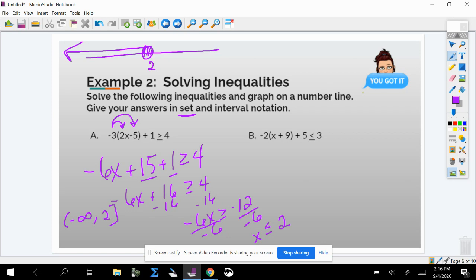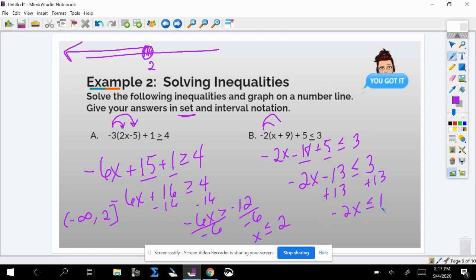Next one, I'm going to distribute. So I get negative 2x minus 18 plus 5, that's a horribly messy 18, is less than or equal to 3. I'm going to add my negative 18 and my positive 5. So I get negative 2x minus 13 is less than or equal to 3. I'm going to add 13 to both sides. So I get negative 2x is less than or equal to 16. Divide by a negative. Again, I'm doing this purposely a lot because it's so easy to forget. I have to flip my inequality.